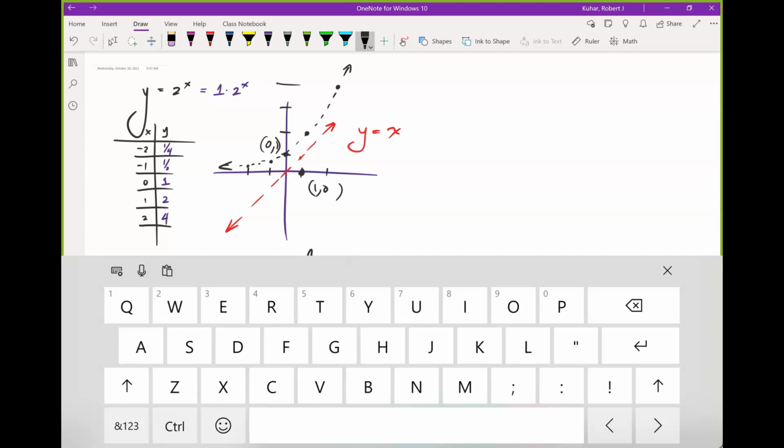I have a 1, 2 on my exponential. I have a 2, 1 on my log.